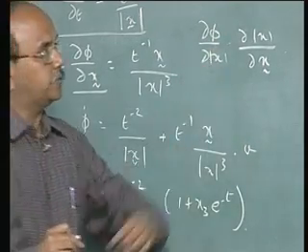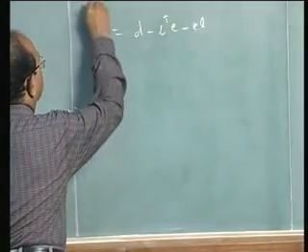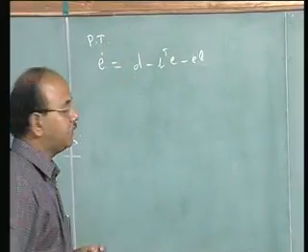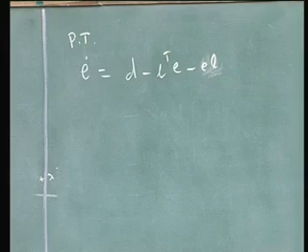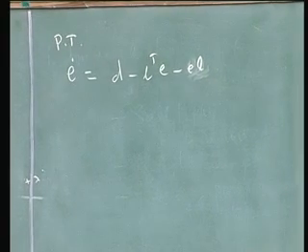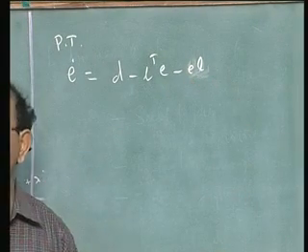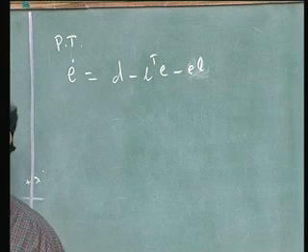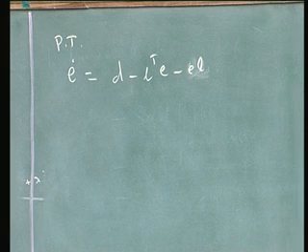Now let's move to the next problem. The next problem we will do the same way. Prove that E dot is equal to D minus L transpose E minus EL. So I'll give you a couple of minutes. Let's see how you work out this problem.